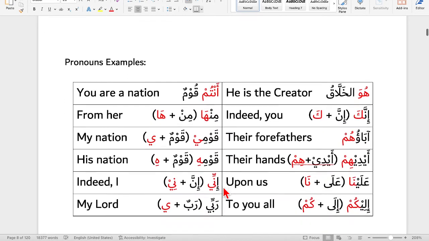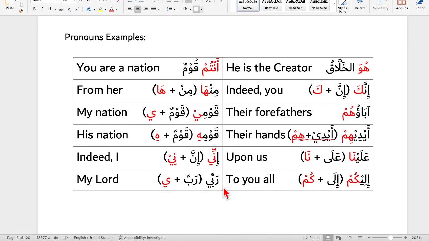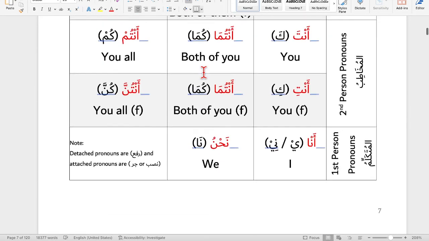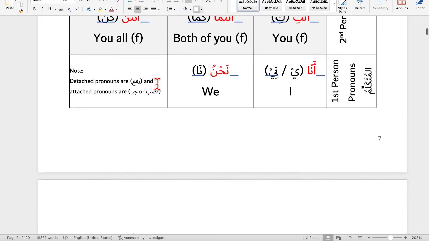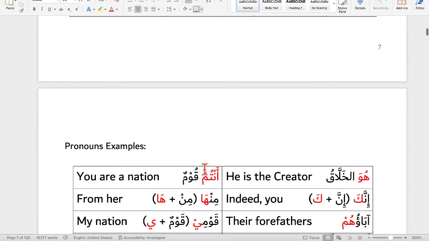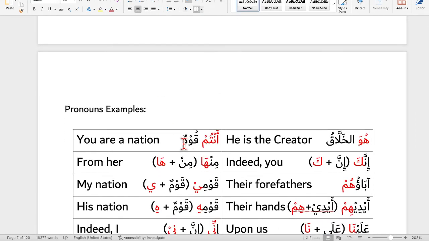So here are some examples. For example, in Surah Yasin, it comes Antum Qaumun, you are a nation. Qaumun, we have studied above, is a noun, and it is in the nakira form. There is no al, so it means a nation. Antum is you all, second person masculine. So that is a detached form. Antum qawmun, you are a nation.